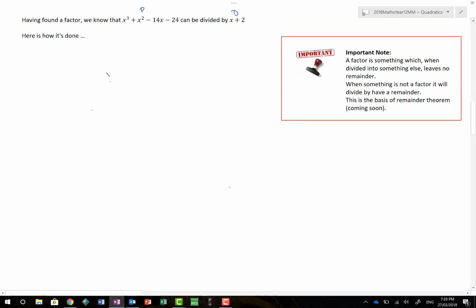Okay, so the first thing is, we are trying to divide x cubed plus x squared minus 14x minus 24 by x plus 2. Okay, are we ready? First thing you do is you always divide this first term by this first term here. Or divide the first term anyway. So you do x cubed divided by x. So x cubed divided by x gives me x squared, and I actually write x squared on top of here.